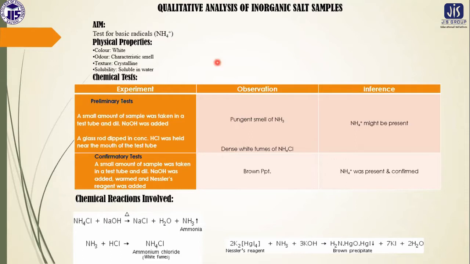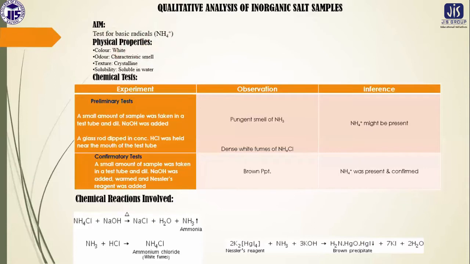Suppose this is the experiment. This is the qualitative experiment of an inorganic salt, and we are testing the basic radical NH4 plus. What we have done today: we have to write down first the aim like this, the test for basic radicals, then the physical properties. That means if unknown salts are given, we do that practical with a known salt, but whenever you are given an unknown salt, you have to write down the physical properties, like the color.